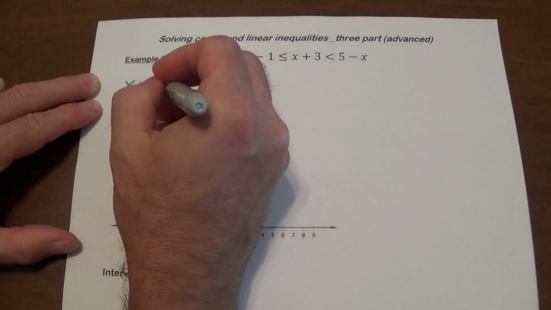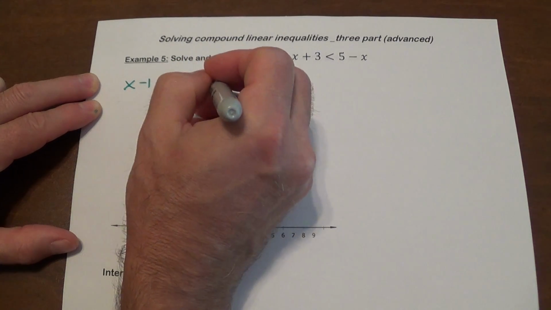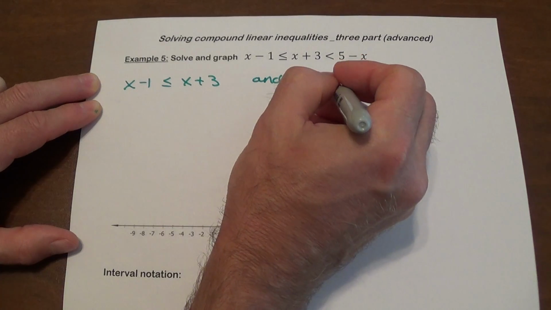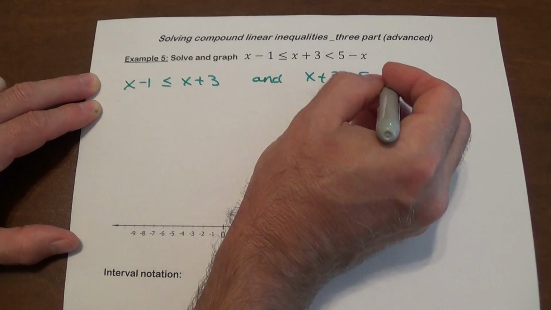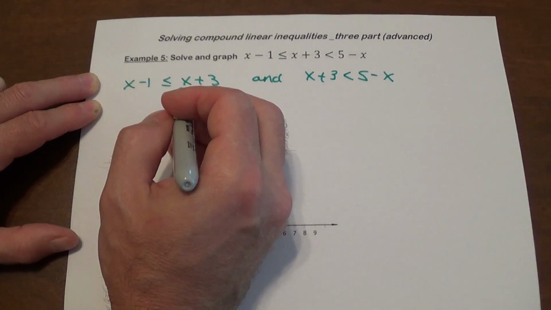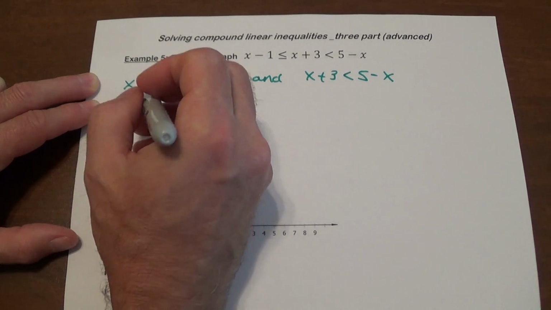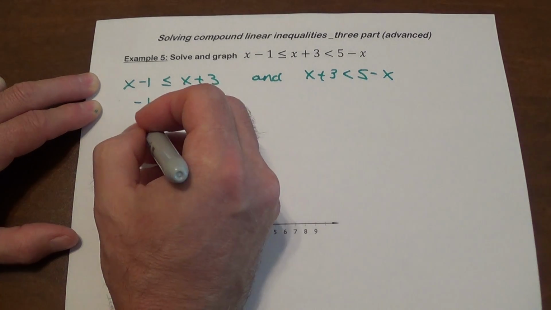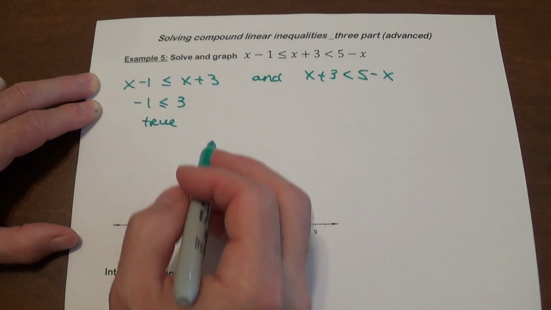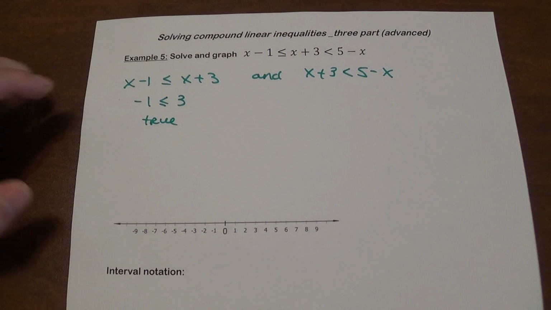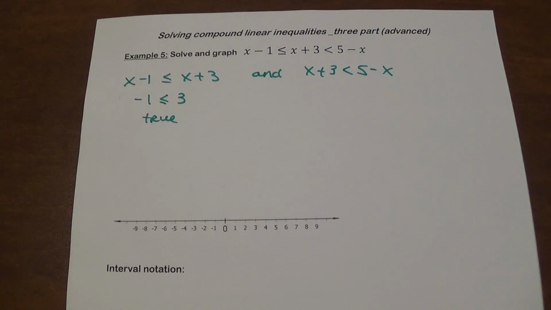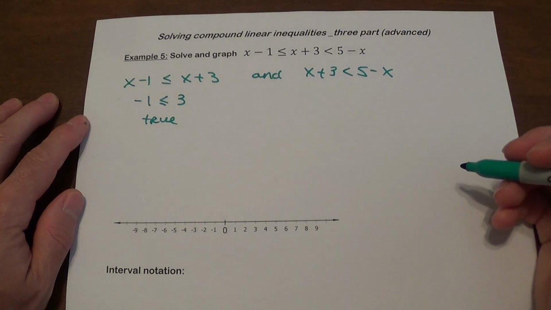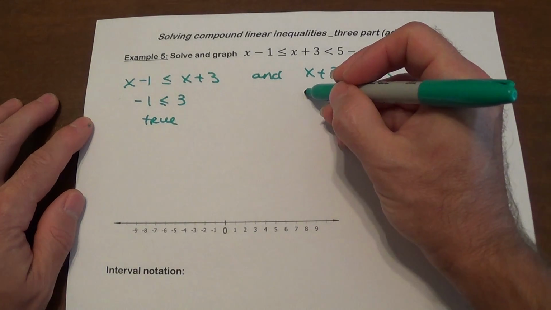x minus 1 is less than or equal to x plus 3. And x plus 3 is less than 5 minus x. Okay, we're going to start with this one. When you subtract x on both sides, you're going to get negative 1 is less than or equal to 3, which is actually a true statement. So this alone would give you all real numbers as a solution, but we have another inequality which we're going to have to consider, so we'll have to do this also.